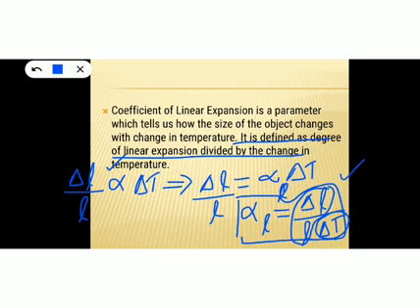So you must remember the expression for linear expansion. So, what is linear expansion? Delta L by L is equal to alpha L into delta T. Therefore, alpha L is equal to delta L by L into delta T.